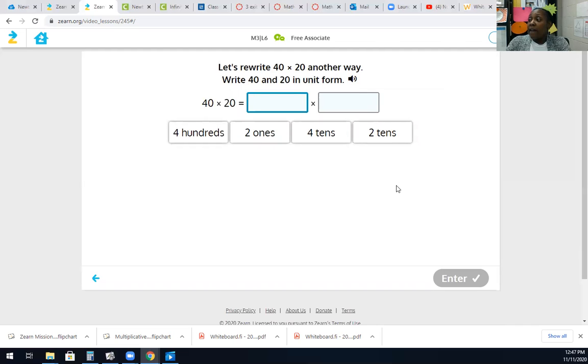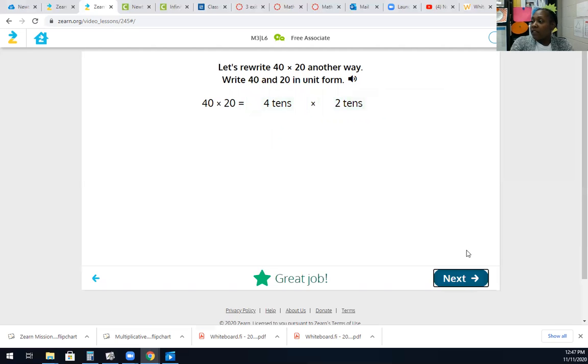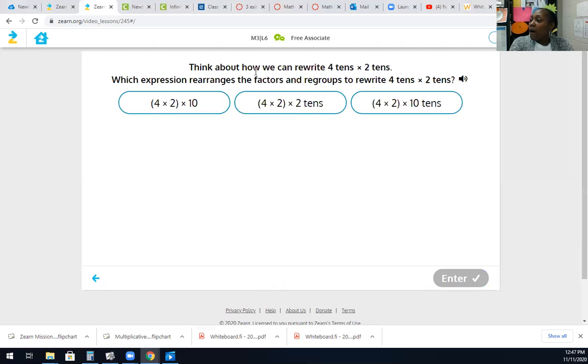Okay, now let's rewrite 40 times 20 another way. We're going to write 40 and 20 in unit form. So 40 is how many tens again? 4 tens. And 20 is 2 tens, right? Now watch this. Think about how we can rewrite 4 tens times 2 tens. Which expression rearranges the factors and regroups to rewrite 4 tens times 2 tens? Do we think it's that one?